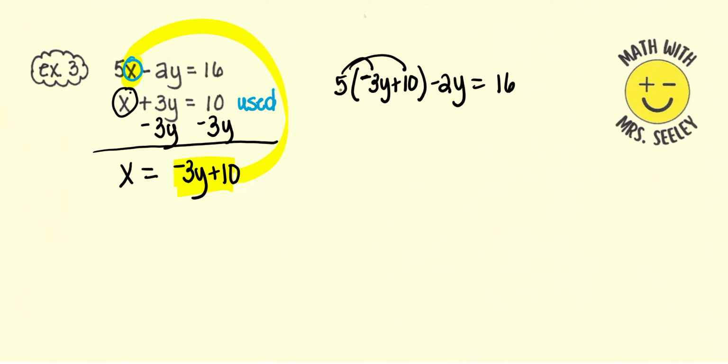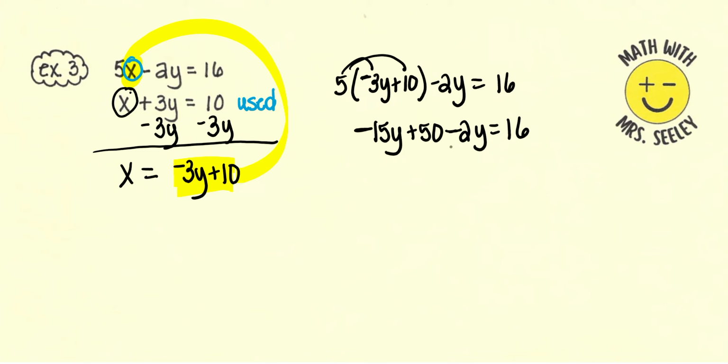Distribute your 5. 5 times -3 is -15y. 5 times 10 is 50. Minus 2y is equal to 16. Okay, collect your like terms.